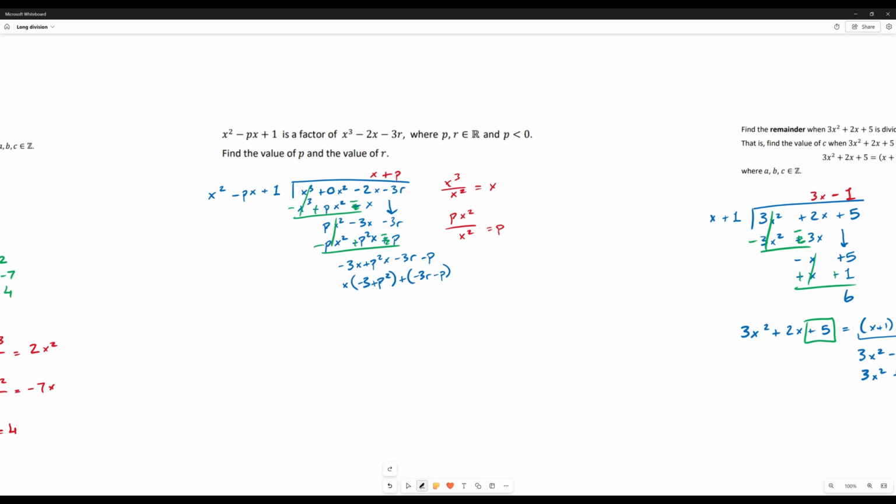Now the thing is though, it's a factor. So that means there should have been no remainder. We should have had a fat 0 at the bottom, but we didn't. So all of that stuff should have given us 0x plus 0. All of those things should have zeroed out, right? But they didn't. So what we can say now is the minus 3 plus p squared should have given us this 0. And the minus 3 or minus p should have given us this 0.